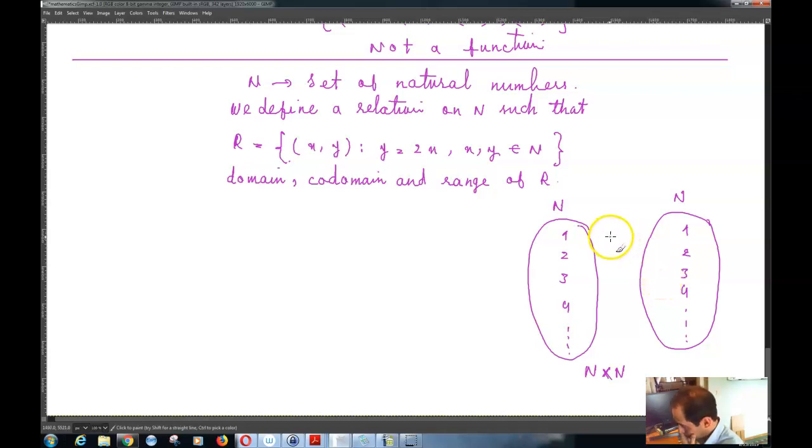Now, from all of these ordered pairs, what you want to choose is all the pairs that satisfy the condition where y is 2x, meaning that, for example, when x is equal to 1, y is equal to 2. When x is equal to 2, y is equal to 4. When x is equal to 3, y is equal to 6, and so on and so forth. This is going to be the set R.